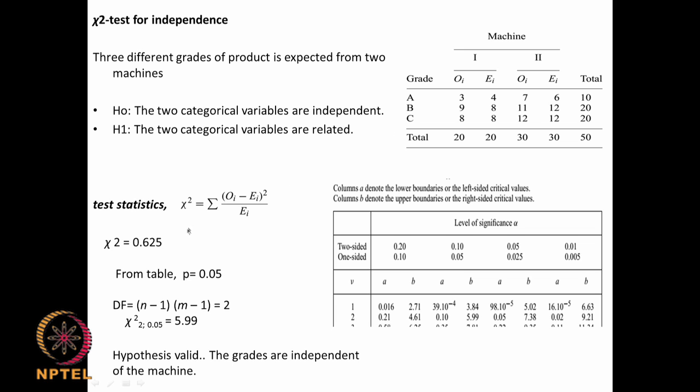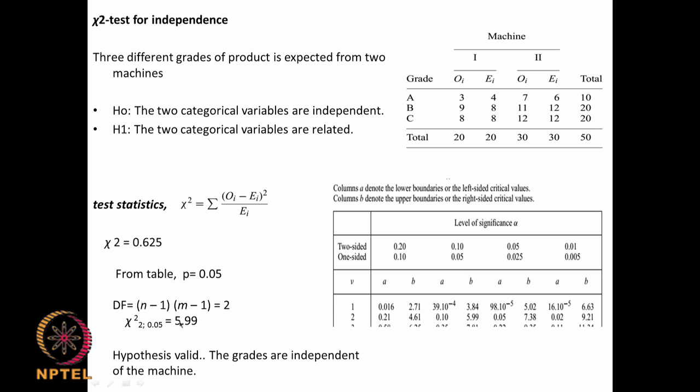So, you get a chi-square of 0.625. Now, if you go to your table at 0.05, how many degrees of freedom? We have 2 machines, so 1, and we have 3 grades, so 3 minus 1 gives you 2. So, totally 2 into 1 is, sorry, 2. So, we look under the column of 2, okay, and we get 5.99 for 95%.